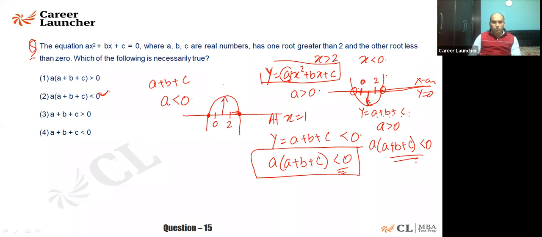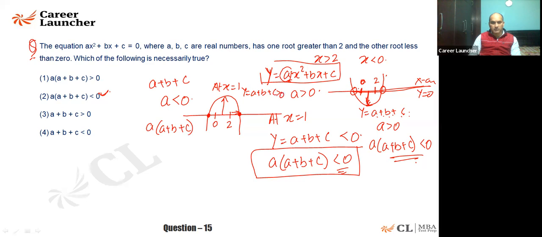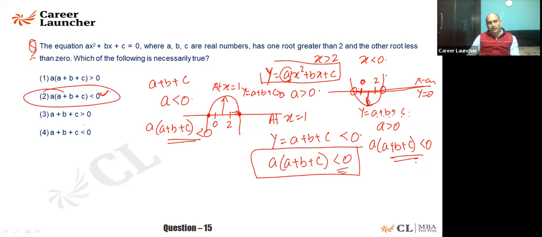So at x is equal to 1, the equation will become a plus b plus c. So I'll say a into (a plus b plus c), which is a positive value. You can see it is greater than 0. But effectively, it comes out to be a negative value because a is negative. So anyhow, this is coming out to be correct.